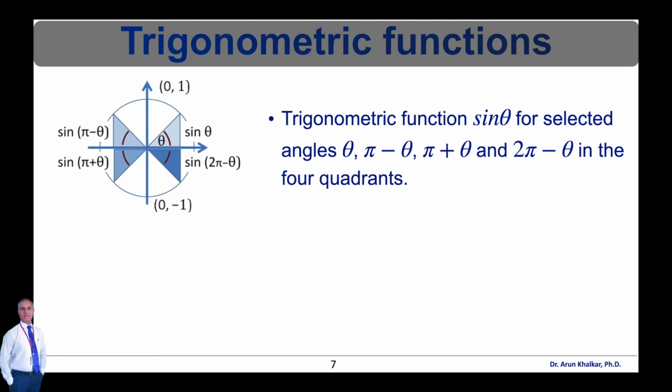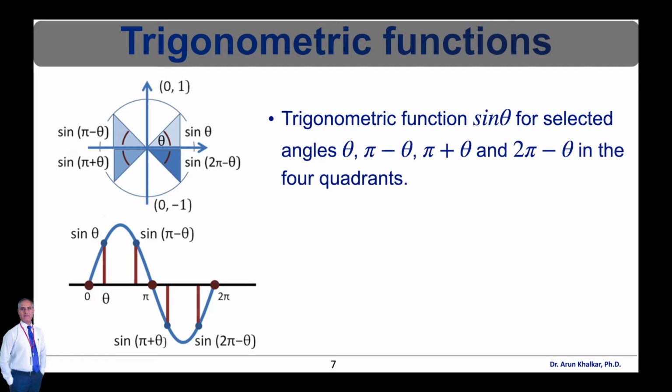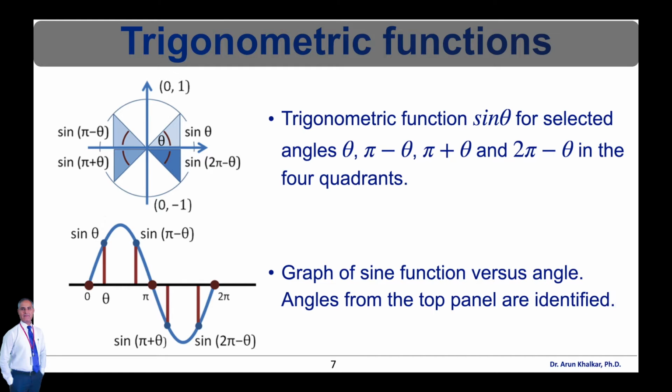As shown in this diagram of a circle, the trigonometric function sine theta for selected angles like theta, pi minus theta, pi plus theta, and 2 pi minus theta in the four quadrants are shown. The graph of the sine function versus angle is shown here. Thus, the angles from the top panel are identified.